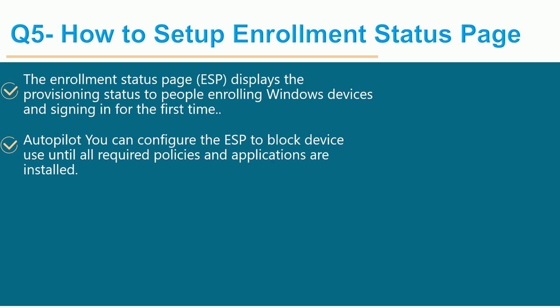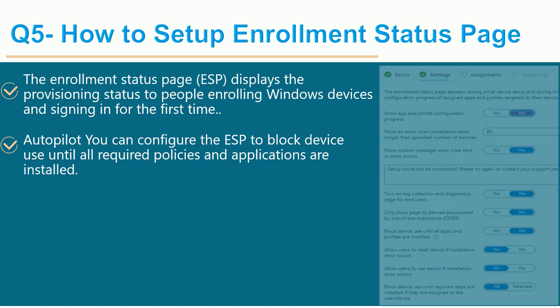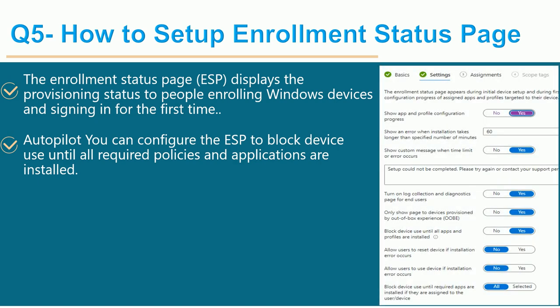In Autopilot you can configure the ESP page to block the device until all required policies and applications are installed. So with the help of the ESP page, you can define your policies and applications as a condition. If the policies are not applied or if the applications are not installed, then it will block the device as well. Now this is what your enrollment status page looks like.